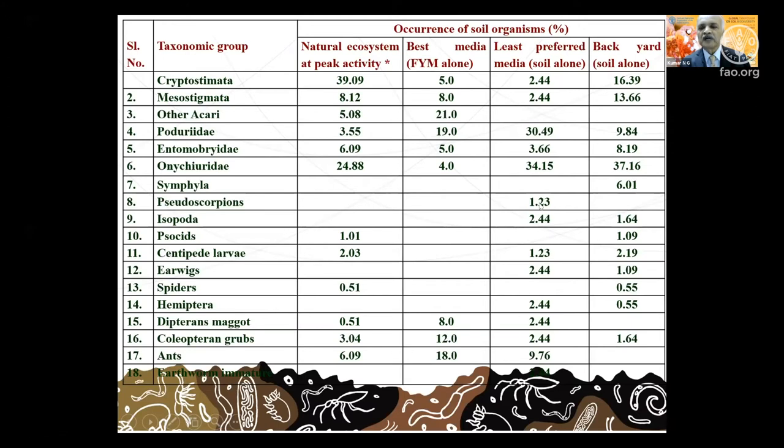The rest were macrofaunal immatures. In the backyard, again, Cryptostigmata dominated, and then Onychiuridae dominated over other Collembola. Here we also observed Symphyla, isopods, and sowbugs, and the rest were macrofauna immatures.